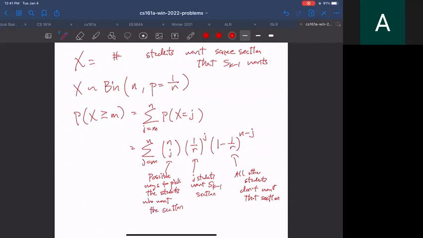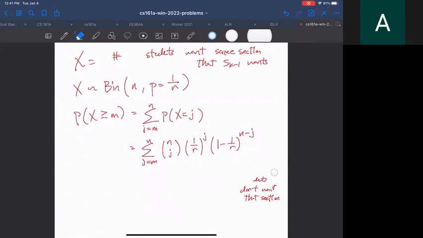If you don't quite remember this, go review CS 109's section on binomial probabilities, binomial random variables. You'll see this happen quite a bit in CS 161, I'd say. And this is the answer. We have our answer.